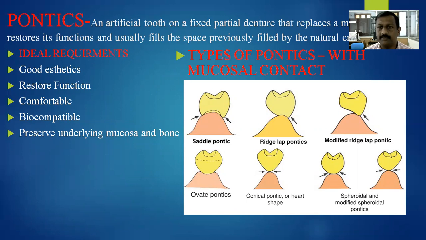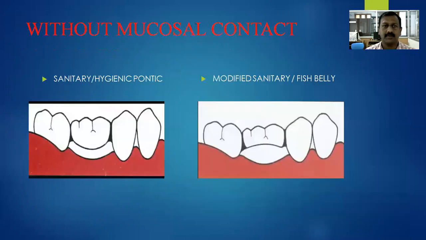So what are the types of pontics? They are divided into two types: with mucosal contact and without mucosal contact. With mucosal contact means the pontic will be in contact with the mucosa. Here you can see the pictures: saddle pontic and ridge lap pontic. These are the different types of pontics with mucosal contact. Next is without mucosal contact. Here the pontic will not touch the mucosa; it will be away from the mucosa.